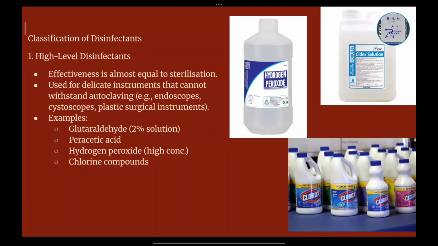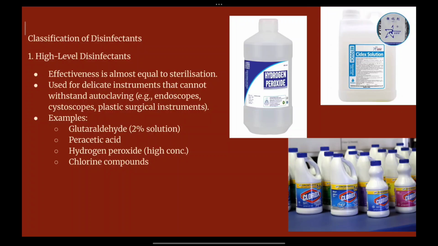So, the classification of disinfectants. Disinfectants can be classified into three major types: high level disinfection, intermediate level disinfection, and lower level disinfection. As the name says, high level is going to have more effect, and as the definition says, effectiveness is almost equal to sterilization, but not sterilization, because they can kill the vegetative forms and cannot kill the spores. These are used for delicate instruments that cannot withstand autoclaving.